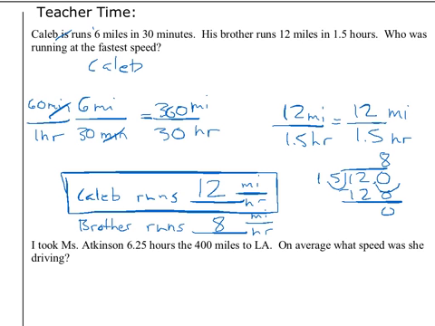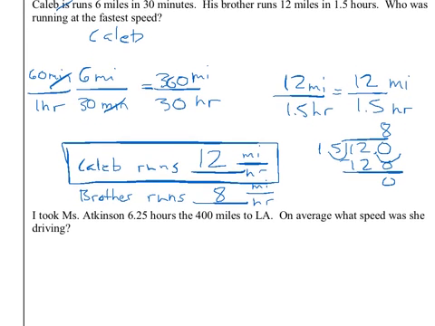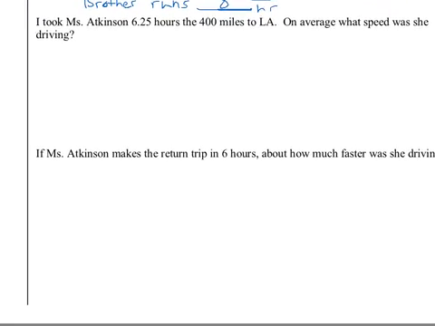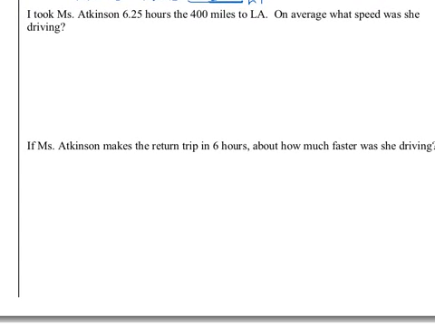If you didn't do it mathematically, you could see that Caleb runs more because he does 6 miles in 30 minutes and his brother does 12 miles in 1.5 hours. So if we double Caleb's, that's already 12 miles in 1 hour. So it's the same, but he's still running more.